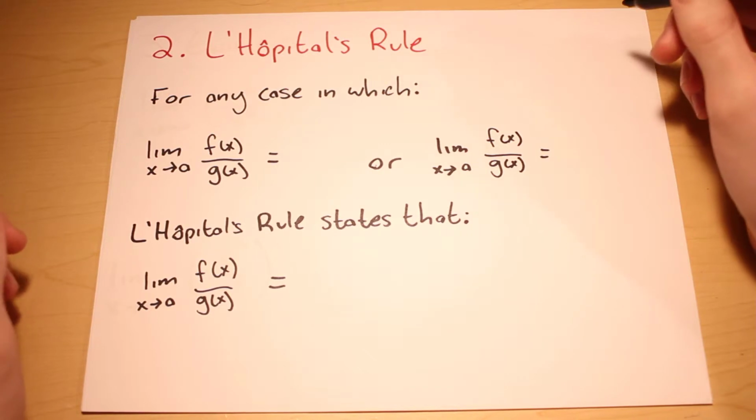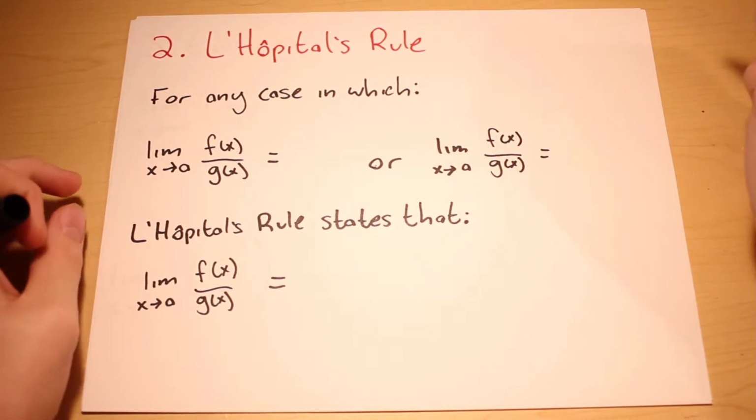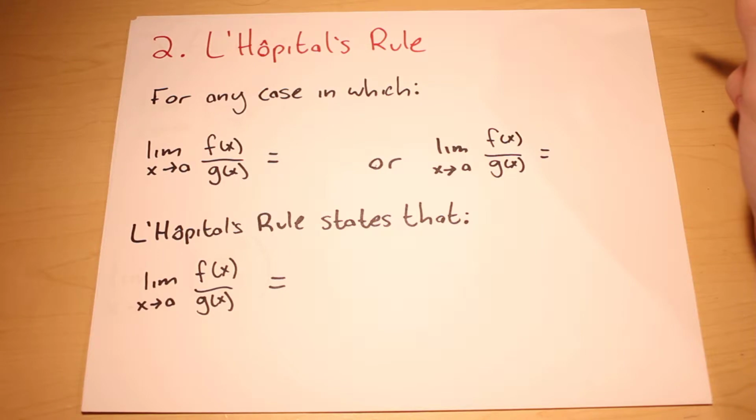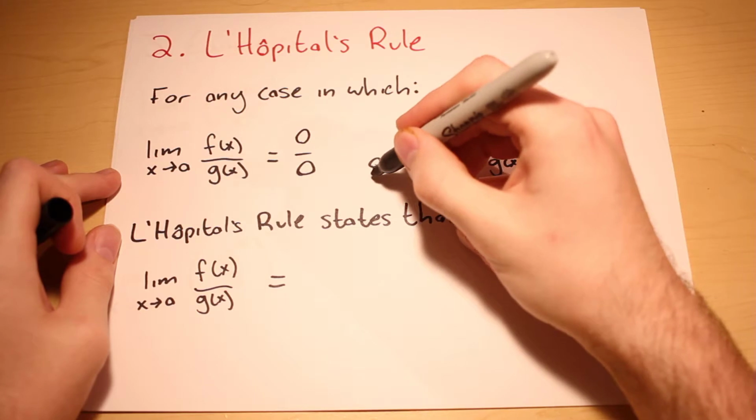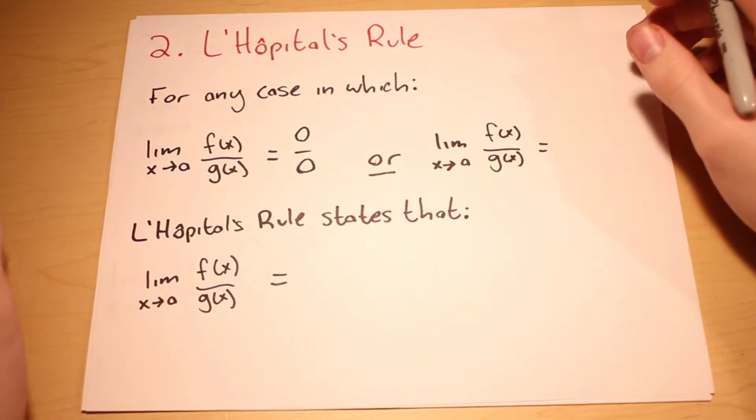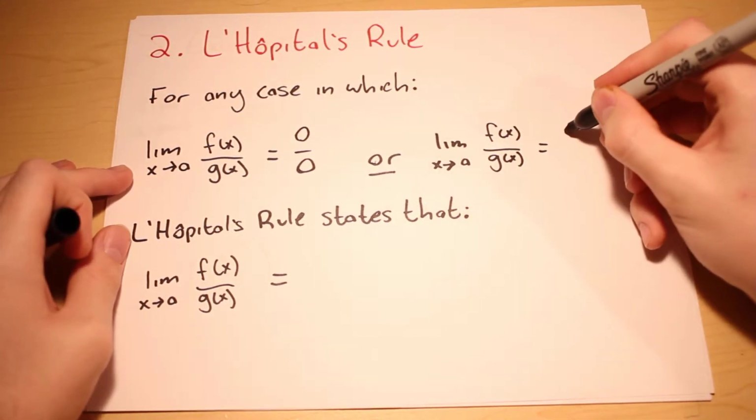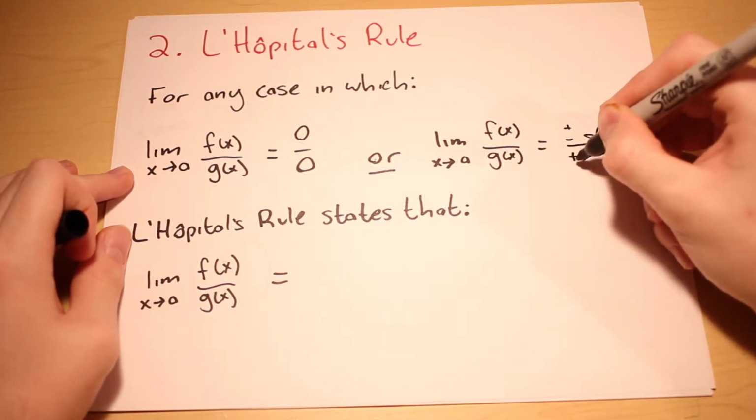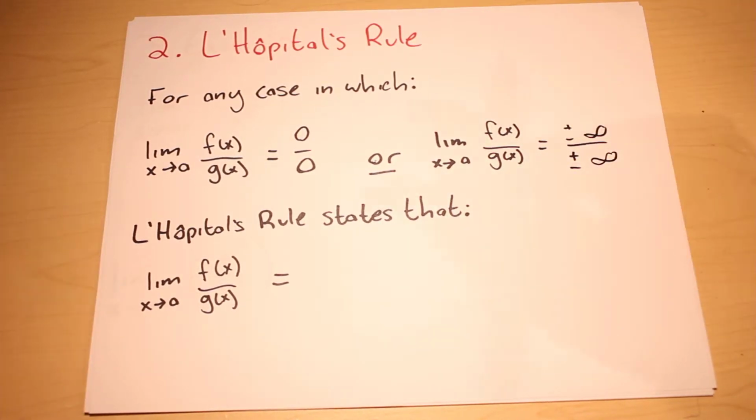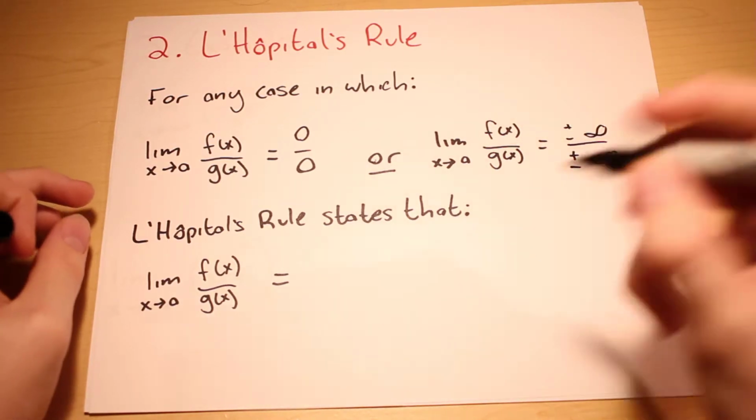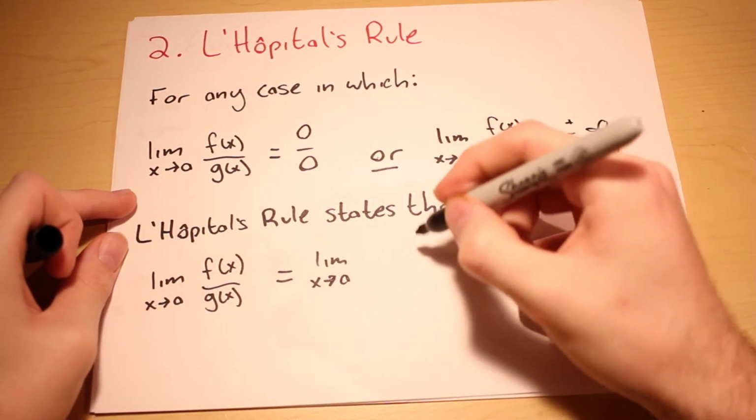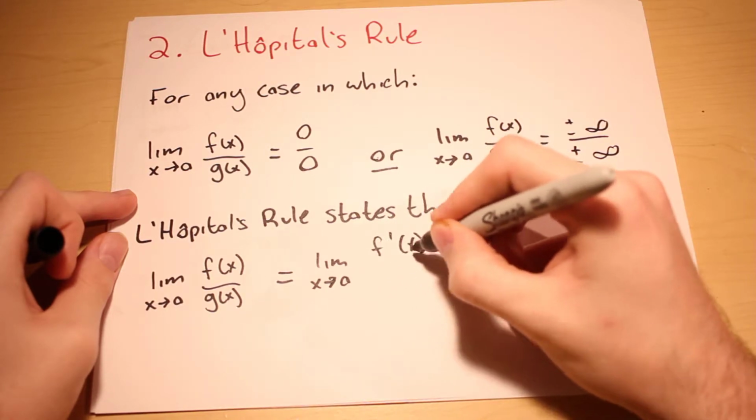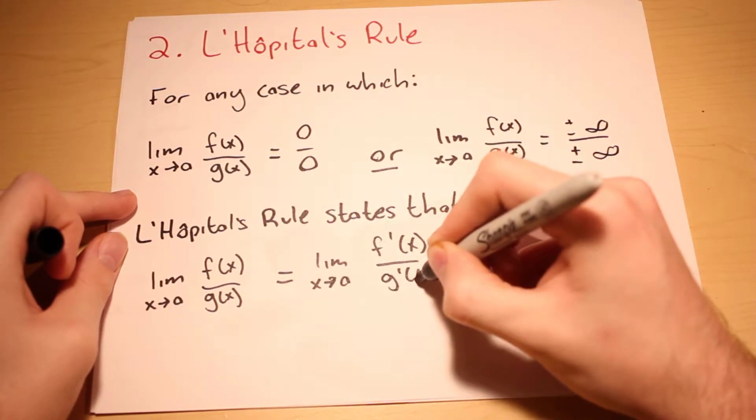Now, L'Hopital's rule is defined as, for any case in which the limit as x approaches a of f of x over g of x equals 0 over 0, or the limit as x approaches a of f of x over g of x equals either positive or negative infinity over infinity. For these cases, L'Hopital's rule states that the limit as x approaches a of f of x over g of x is equal to the limit as x approaches a of f prime of x over g prime of x.